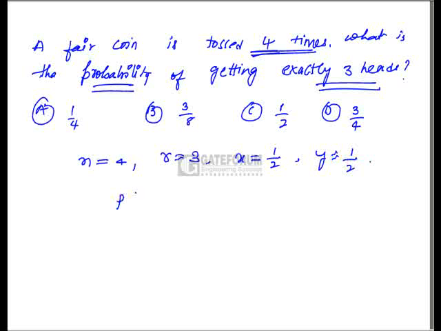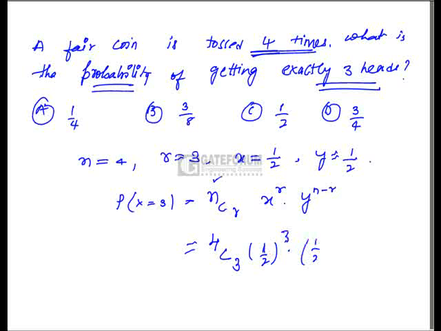Now we need P of x equals 3, which is given by the formula nCr into x to the power of r into y power n minus r. We know the value of n is 4, so it is 4C3, x is half cubed, into 1 by 2 to the power 4 minus 3. If we simplify, then the value will be 1 by 4, which is option A.